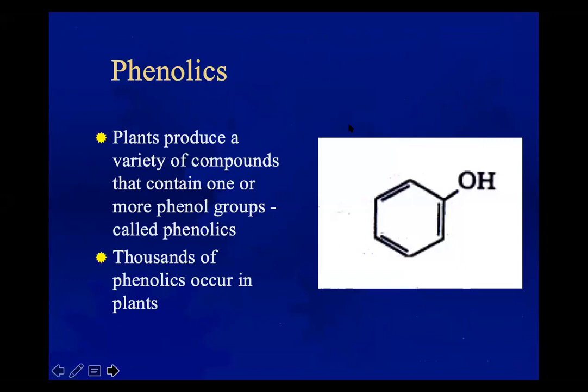Now the question is, what are phenolics? Plants produce a variety of compounds that contain one or more phenol groups, called phenolics. So here you can see this is a benzene ring, and here a hydroxyl group is attached. This is the simple phenol.